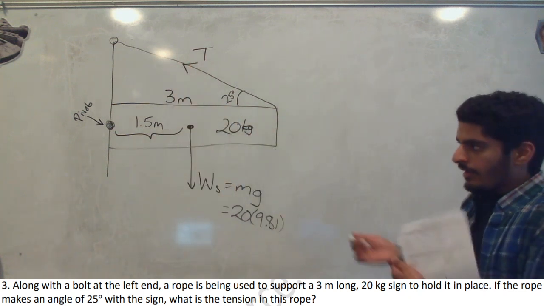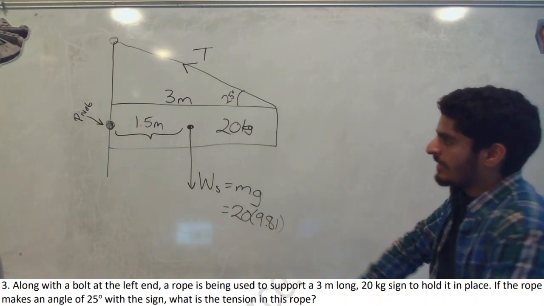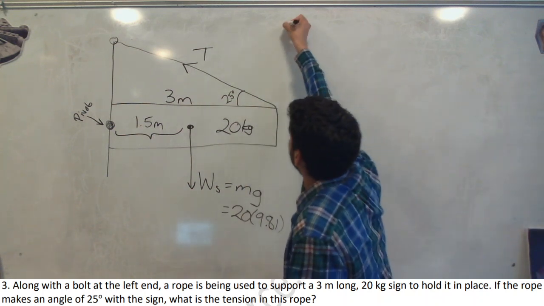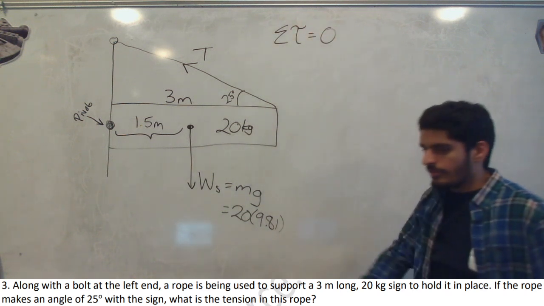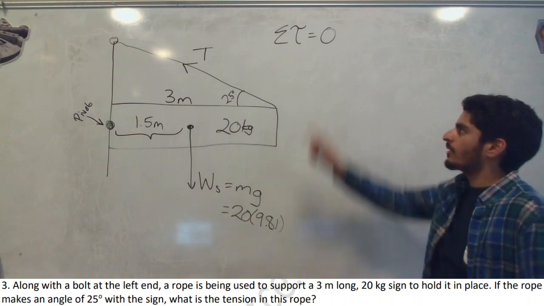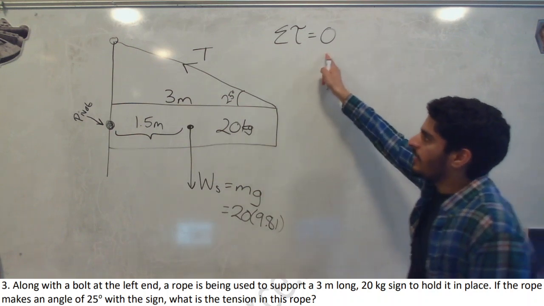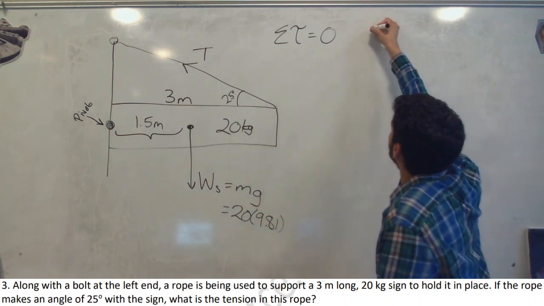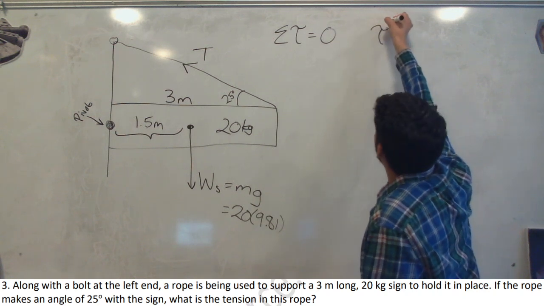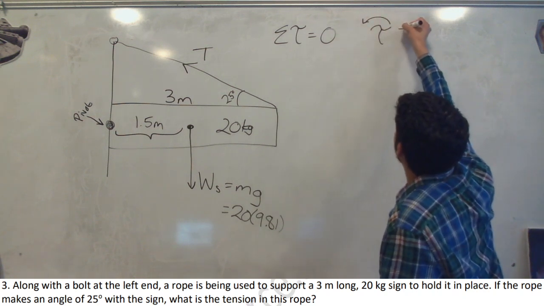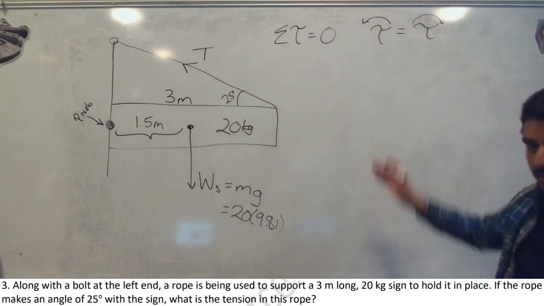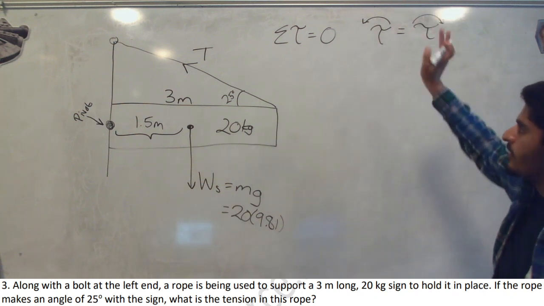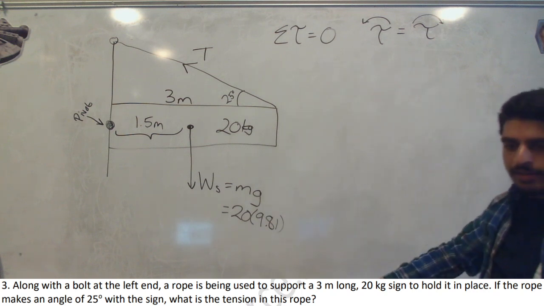And so, if this entire system's in static equilibrium, the first conclusion you can say is that the sum of our torques has to be 0. When you're in static equilibrium, the sum of all of your torques has to add up to 0. And if that is the case, you can also say that the torques in your counterclockwise direction are equal to the torques in your clockwise direction. Things rotating in opposite directions have to be equal to each other if you're in static equilibrium.